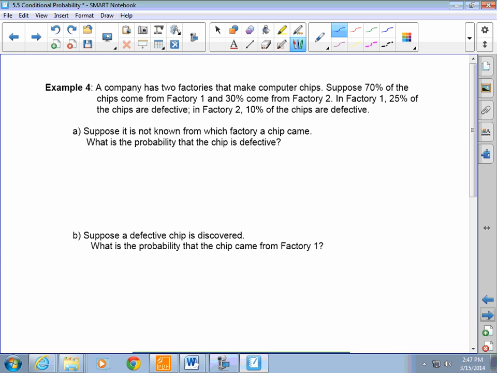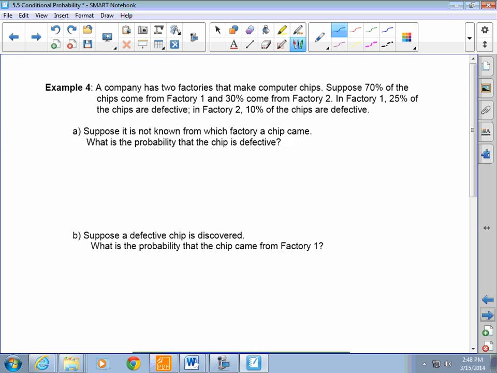Okay, last example. A company has 2 factories that make computer chips. Suppose 70% of the chips come from factory 1 and 30% come from factory 2. In factory 1, 25% of the chips are defective. In factory 2, 10% of the chips are defective. So part A says, suppose it is not known which factory a chip came from. What is the probability that the chip is defective?